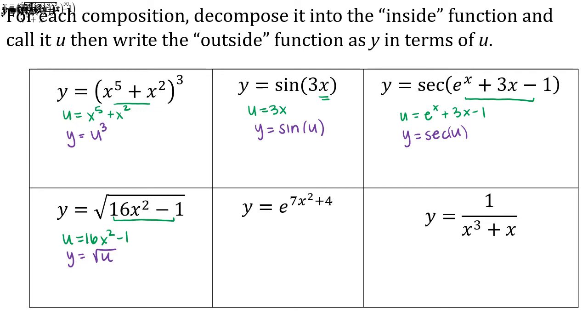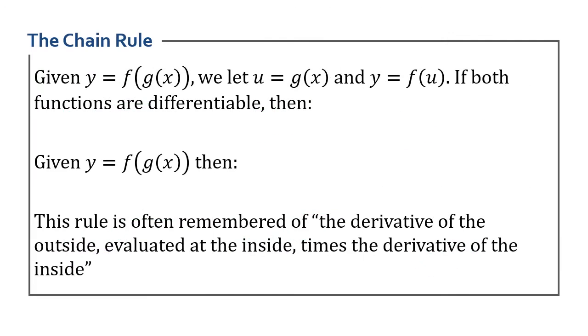Looking at this next one, our inside function is 7x squared plus 4, so I'm going to let u equal that, and then I can replace that in our formula, so it becomes y equals e to the u. And then in this last one, I'm going to let u equal this piece, and y is going to equal 1 over that, so 1 over u. All right, I think we're at a point where we can actually bring this chain rule in.